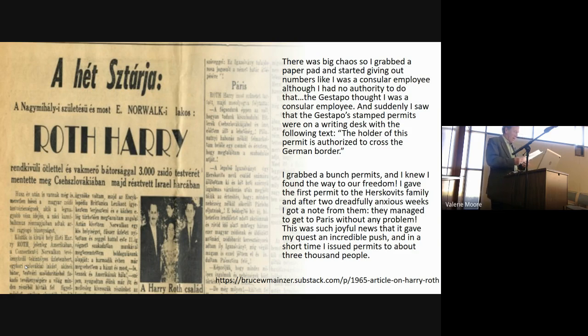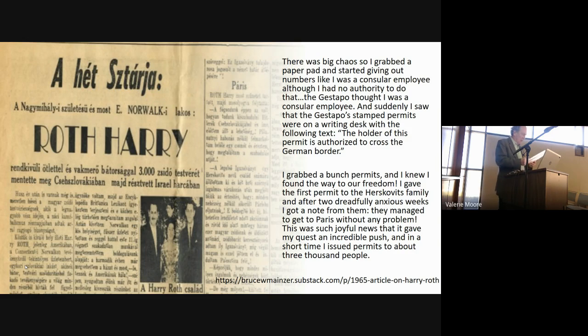And when once a consular officer passed by me, he believed that I was there on behalf of the Gestapo, and that's why I'm handing out numbers. On the other hand, the Gestapo thought I was a consular employee. That's how I ended up at the German consulate as a reliable person. And suddenly I saw that Gestapo stamp permits were on a writing desk with the following text: the holder of this permit is authorized to cross the German border.